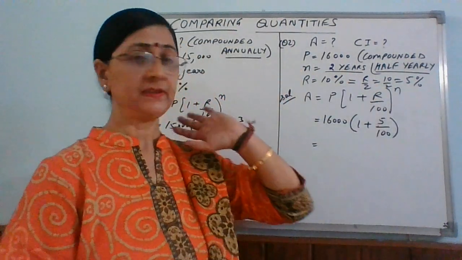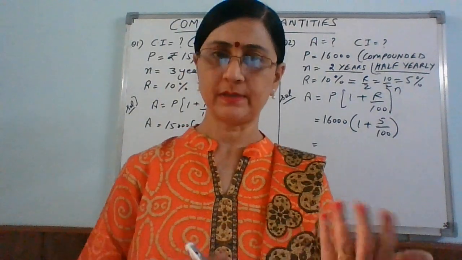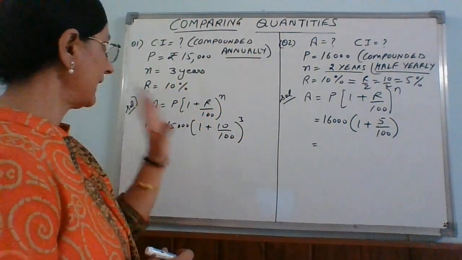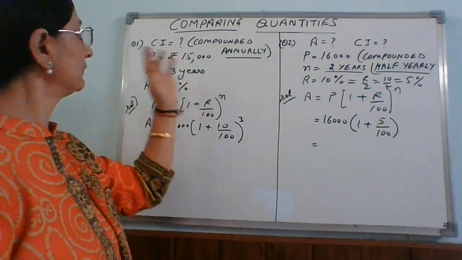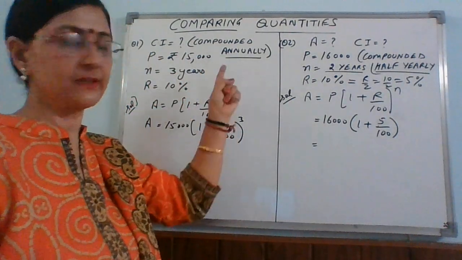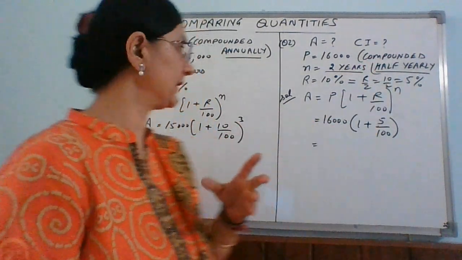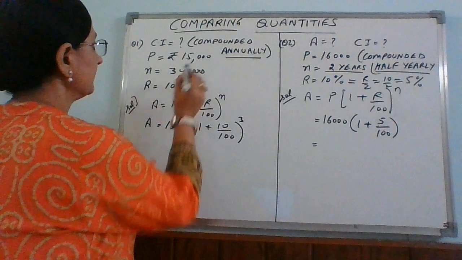So I'm here with two more problem sums related to compound interest and amount. I have taken two questions where you have to find the compound interest, compounded annually. Annually means per year, and compounded half yearly means half. How to calculate?